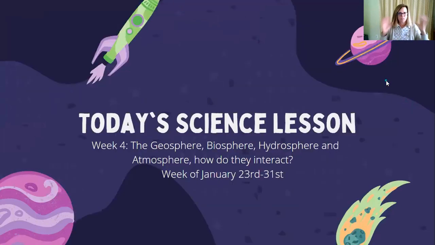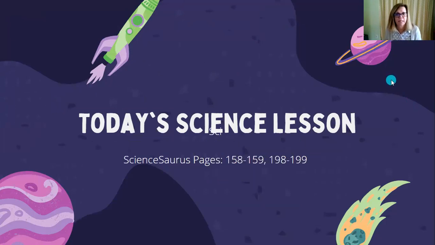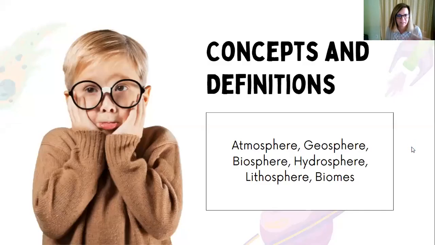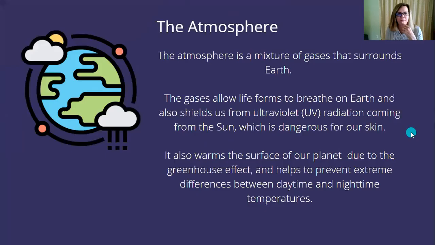This week is all about the spheres of the Earth, all the round things that we're going to talk about: the geosphere, the biosphere, the hydrosphere, the lithosphere, all those wonderful spheres. Science Source covers it well from page 158 to 159 and 198 to 199. So those 4 pages, you're going to learn a little bit about these spheres. And we're going to start with the atmosphere.